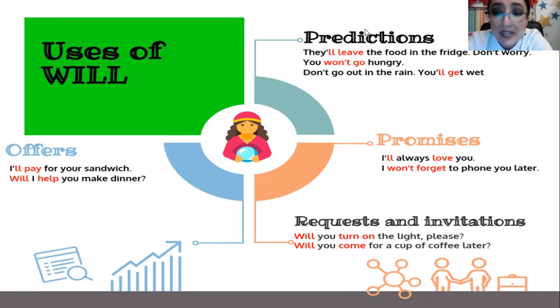Also, if you are going to be having some requests or invitations, we are going to be making use of this modal verb will. For example, will you turn on the light, please? Will you come for a cup of coffee later? Wouldn't you like a little cup of coffee? Oh, it won't be too much of a bother, come on in. There, here is where we are going to be making use of will.